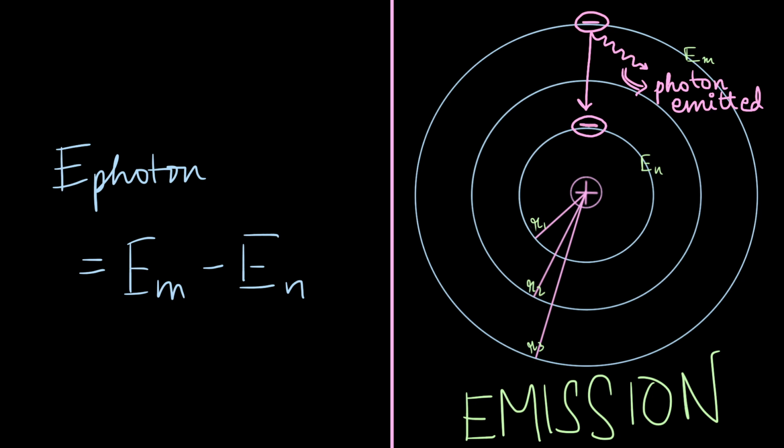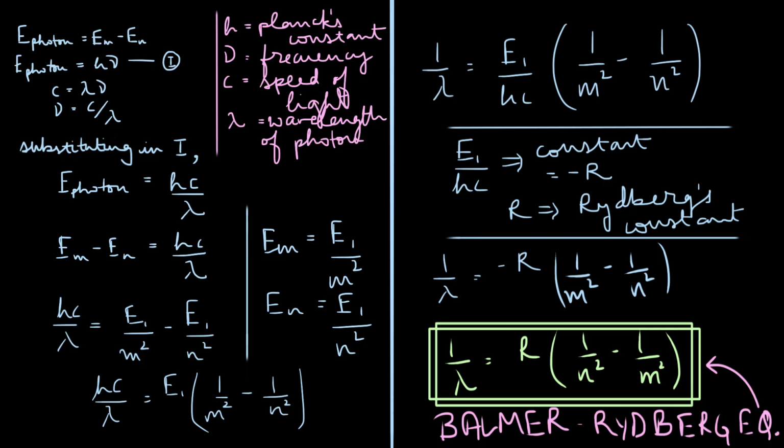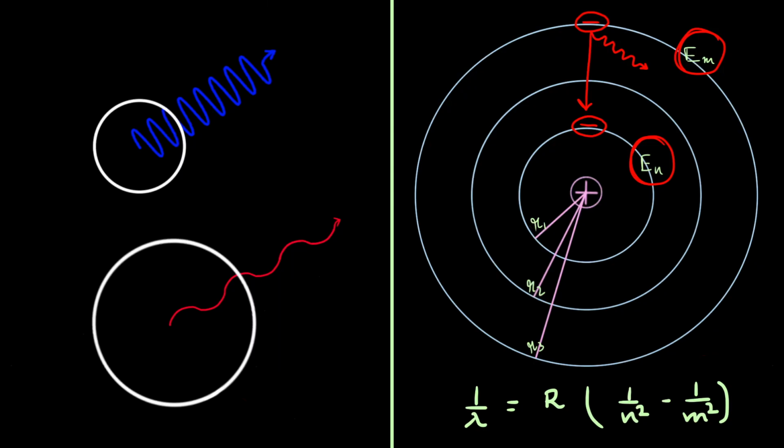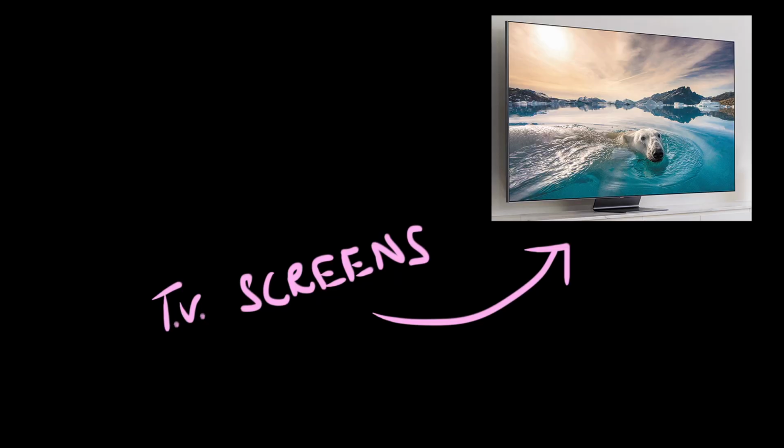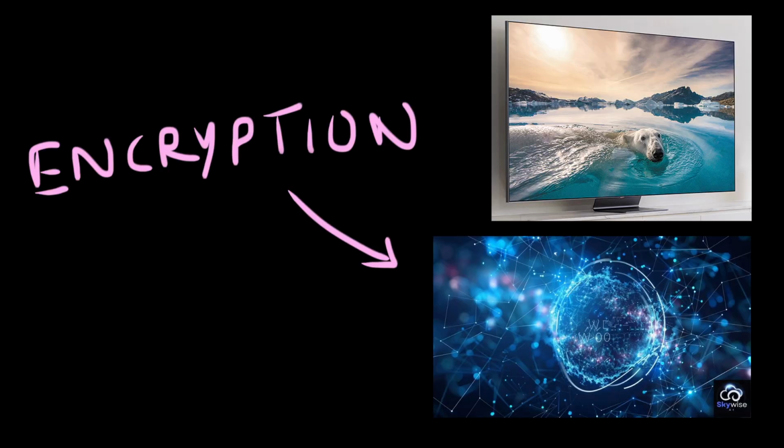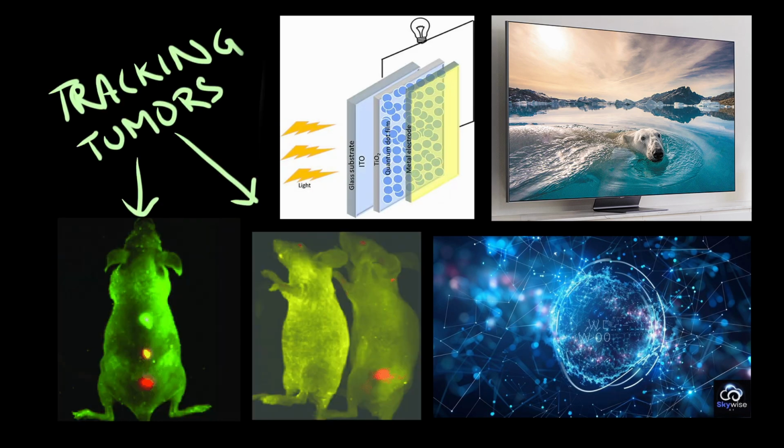Now, the energy of the emitted photon is the difference between the two energy levels. If we relate the wavelength of the photon to the energy levels using the Balmer-Rydberg equation, we can control the emitted light's color by calculating the energy difference. Quantum dots are being used to make fully emissive LED screens, quantum computers for encryption, solar cells, and even for tracking tumors.